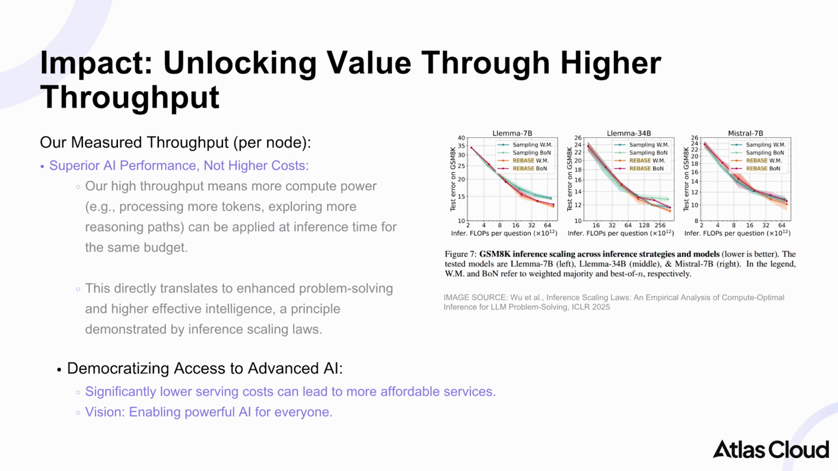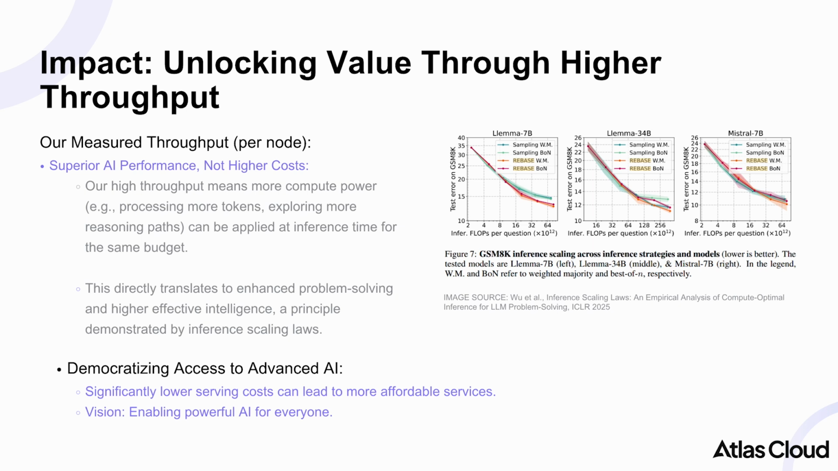Impact. Unlocking value. So, what does higher throughput actually deliver? It translates directly into stronger AI performance without increasing costs. With our optimized system, you get more compute power per dollar, whether that means processing more tokens, generating richer outputs, or enabling deeper reasoning, all within the same budget. This increase in throughput directly enhances the model's problem-solving ability and overall intelligence.